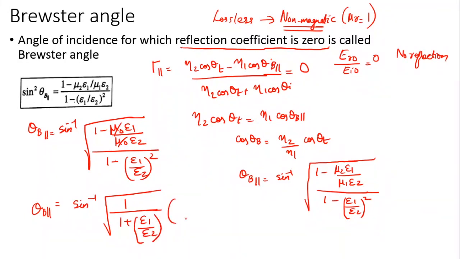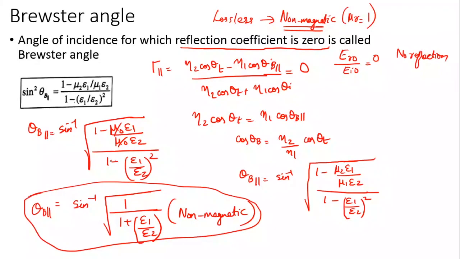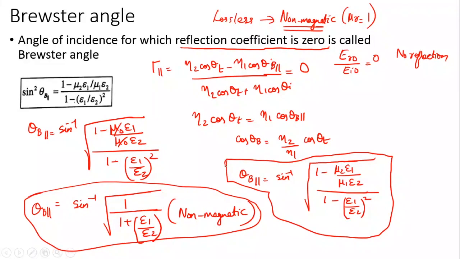This is valid if the two mediums are non-magnetic in nature. So this is a simplified equation corresponding to non-magnetic medium, and this is the general equation for Brewster angle in case of parallel polarization. Hope it is clear. The definition for Brewster angle is the angle of incidence at which reflection coefficient is 0, and you directly substitute and you should get the final equation like this.